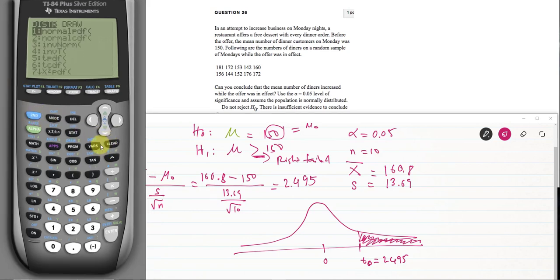So this is the t, so you're going to use the second distribution, tcdf. The lower bound is this value, 2.495. The upper bound is a huge value to the right side. The degrees of freedom, we have n to be 10, so the degrees of freedom is n minus 1, or 10 minus 1, which is 9, and that's going to give a p-value of 0.017.